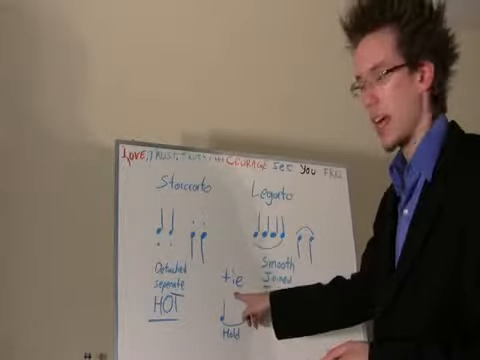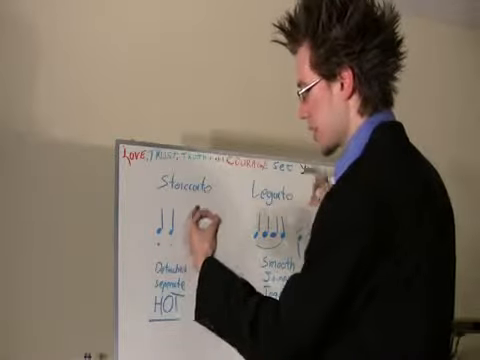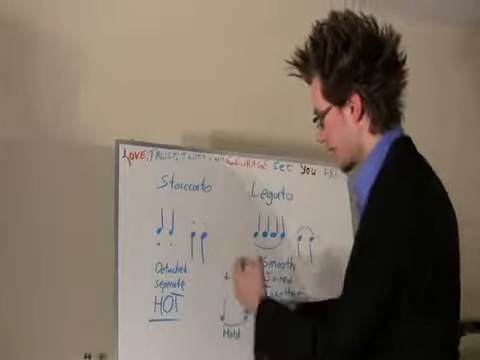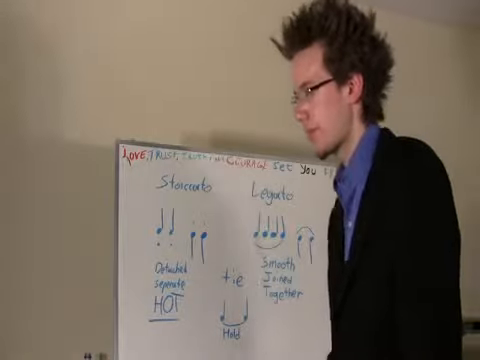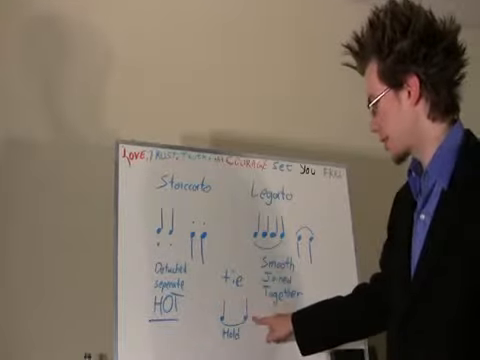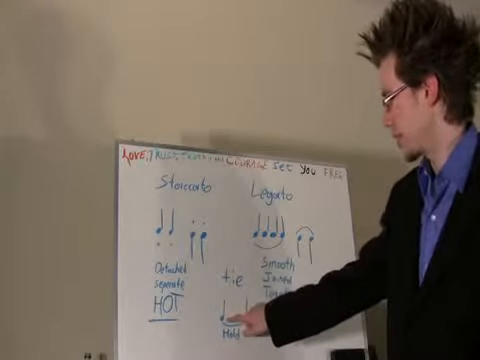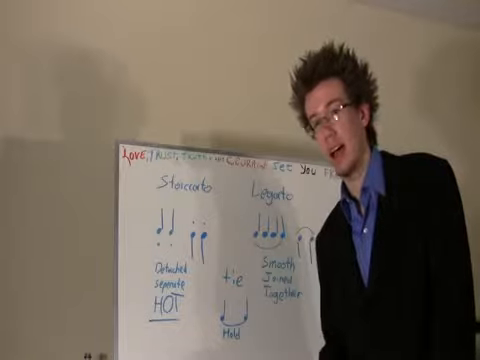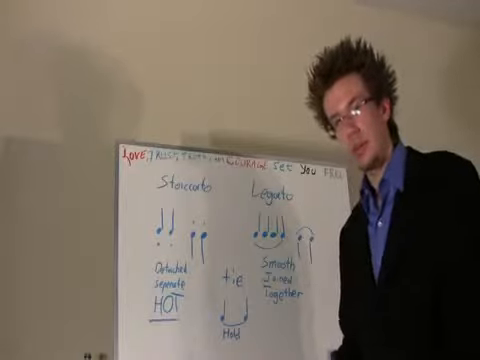So a tie, think of taking two cans and tying them together with a string. It's sort of like that. You've got this can and this can, or that note and that note, and you're going to tie them together with a string. What's actually going to happen is this note and this note are going to become one note, and you're going to hold it all the way to the end. So if this is a quarter note and this is a quarter note, you're going to hold it for the same length of time you would hold a half note. 1, 2.